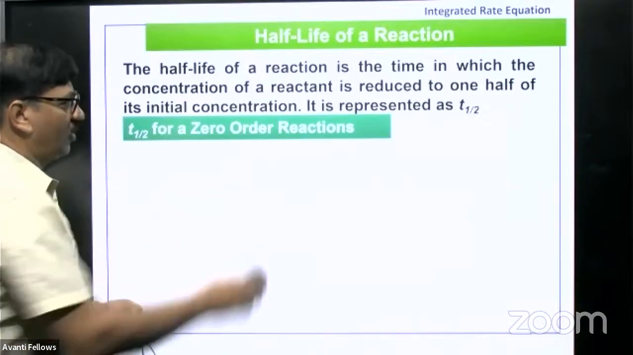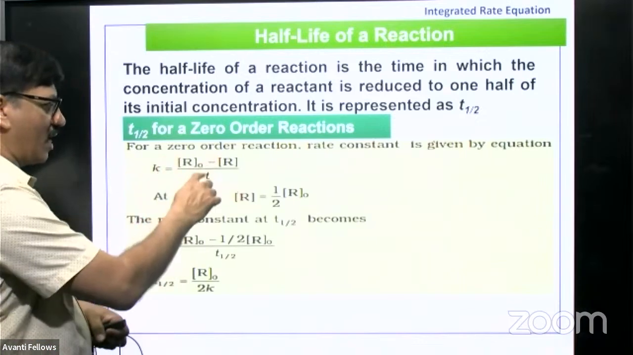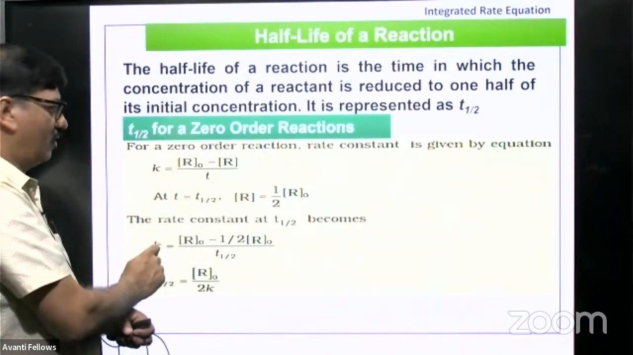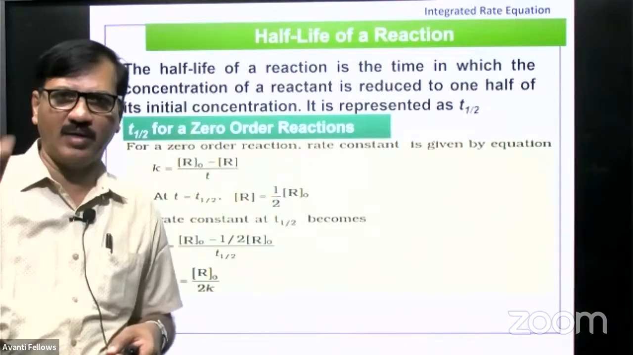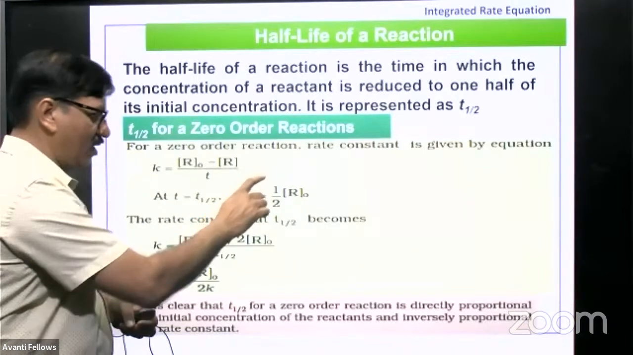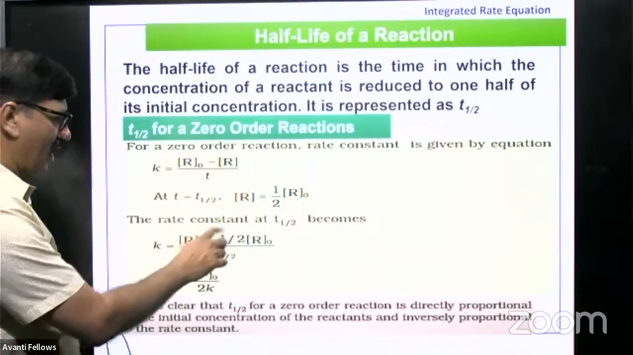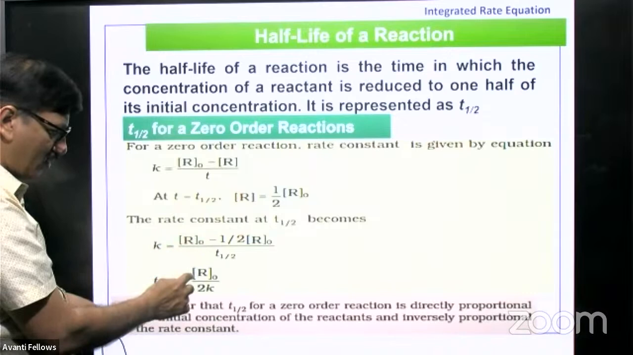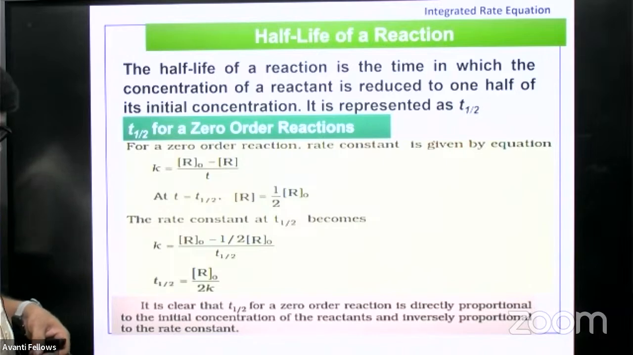Okay, t half for zero order reaction. What is the t half for zero order reaction? We have the expression K is equal to R0 minus R by t. At t is equal to t half, the final concentration is half of the initial concentration. As I gave the example, 10 mole becomes 5 mole, half of the initial concentration. Therefore, R is equal to half of R0, and K is equal to R0 minus half of R0 by t. Therefore, 1 minus half is half. Therefore, t half is R0 by 2K. So this is the expression for half-life period. Okay.